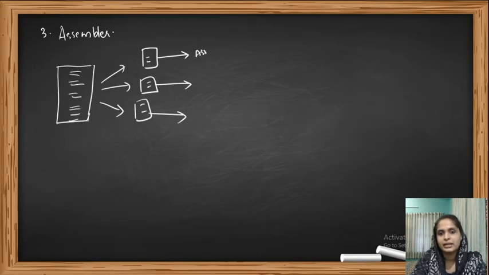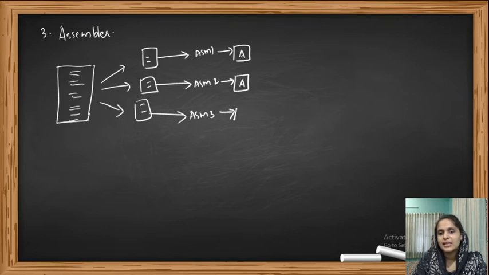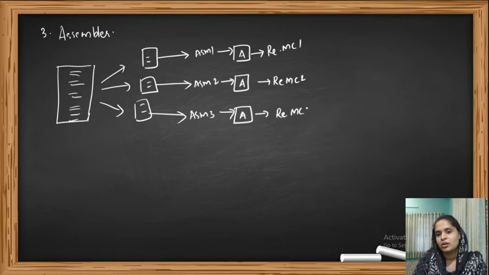So here we will get some assembly code, here you will get another assembly code, here again you will get another assembly code, and this will be fed to an assembler, and these assemblers will produce relocatable machine code as output. Relocatable machine code 1, relocatable machine code 2, and relocatable machine code 3. Why the term relocatable? Because these machine codes can be relocated, or transferred from one part of the memory to another part. That is why we call it relocatable machine code.